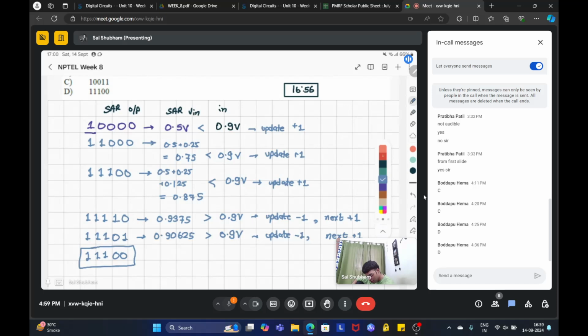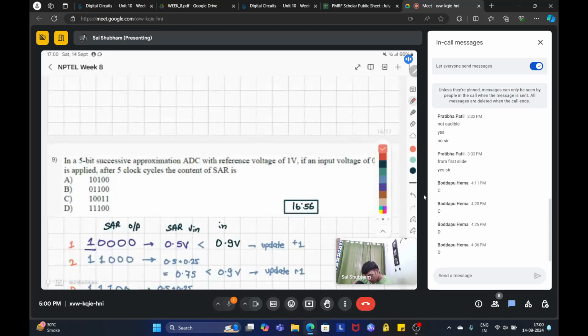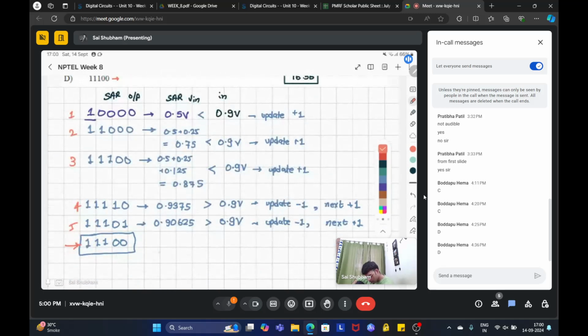So the one we have used is a 5-bit ADC. So we will have 5 comparisons, right? 5 cycles. So cycle 1, 2, 3, 4, 5. So after 5 cycles, we have 11100. So 11100. Option D is the answer.